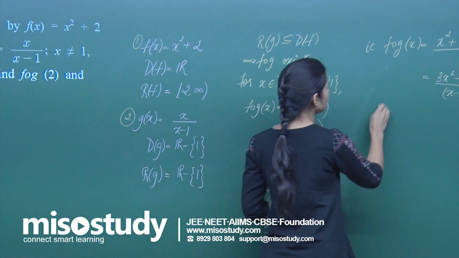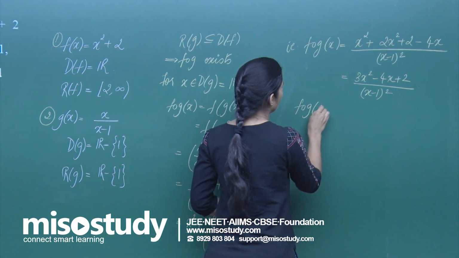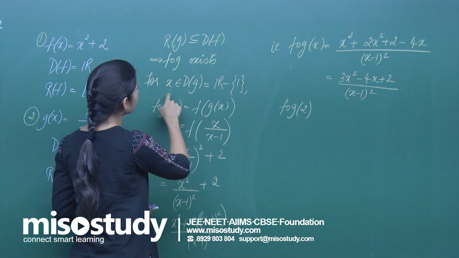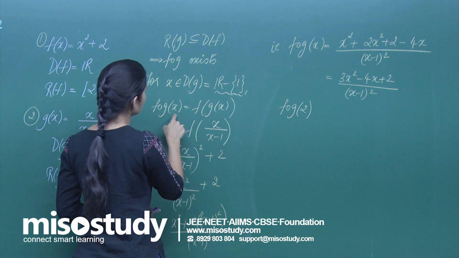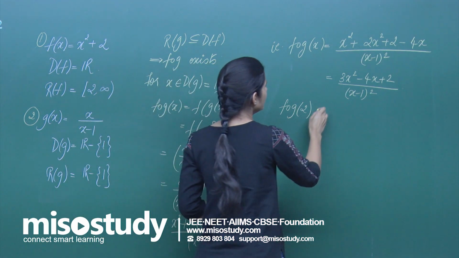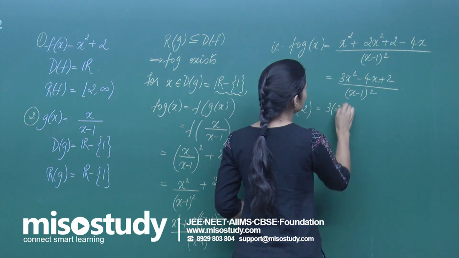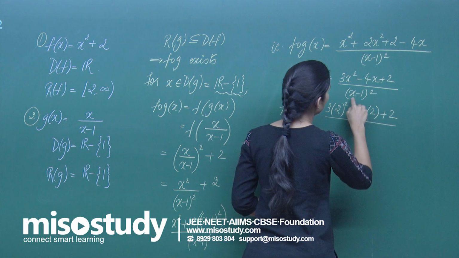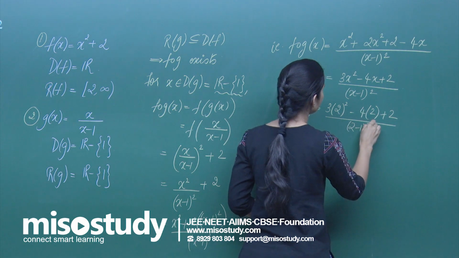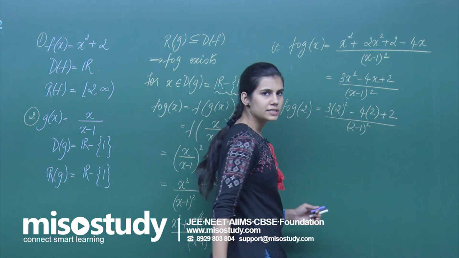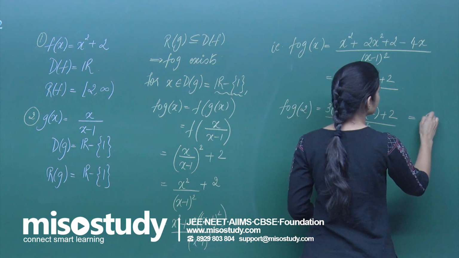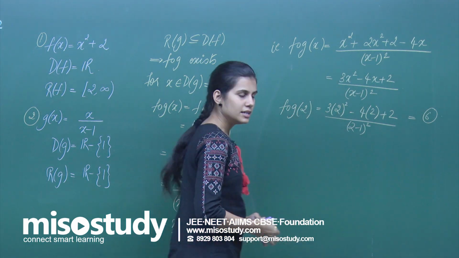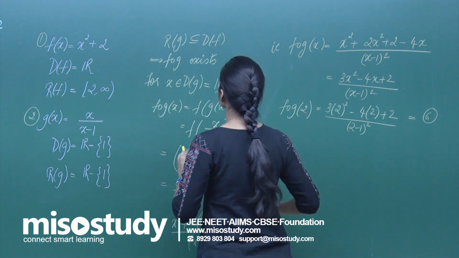So FOG of 2, where 2 lies in this set, will be (3 into 2 square minus 4 into 2 plus 2) upon (2 minus 1) whole square. This is 12, 12 minus 8 is 4, 4 plus 2 is 6, 6 upon 1 is 6. Similarly, you can compute GOF.